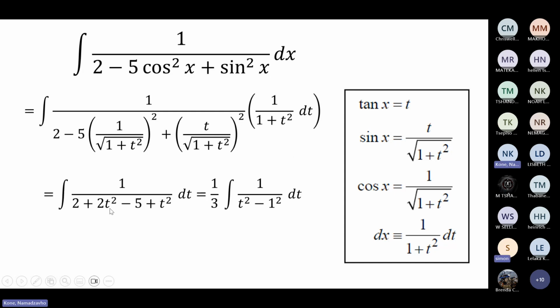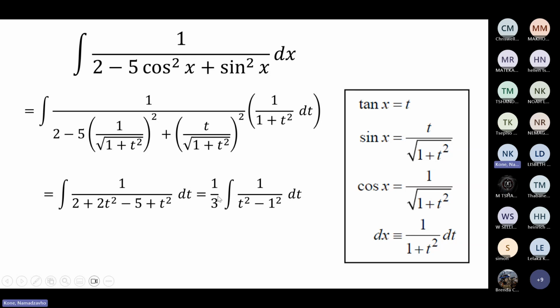So we've got 2t squared plus this t squared, which gives us the 3t squared that I suggested. And then 2 minus 5 is minus 3. That's correct. Then from there, we can factor out the 3 at the bottom. When we factor out the 3, we get 3 into t squared, not plus 1, minus 1.